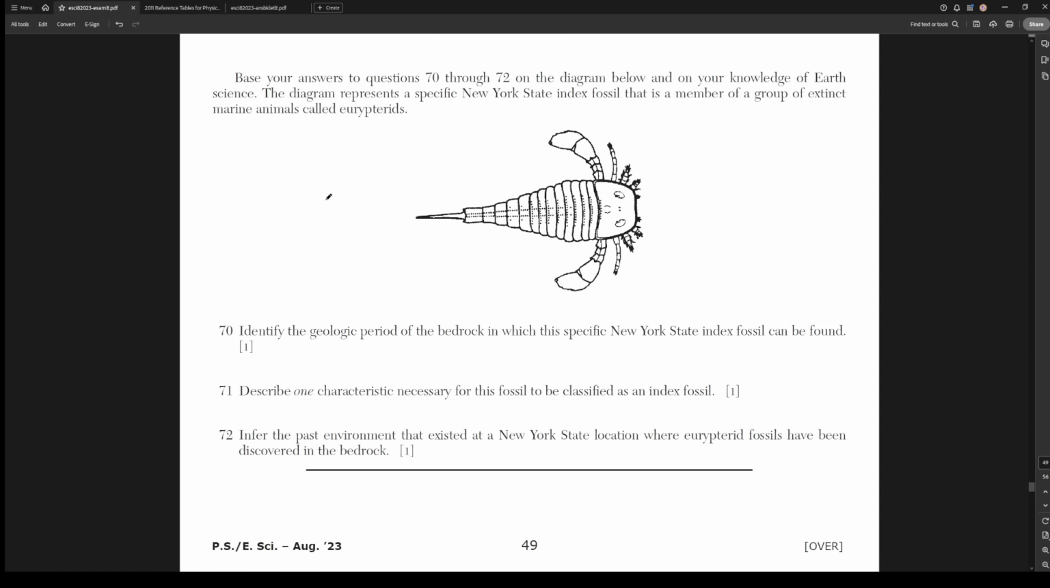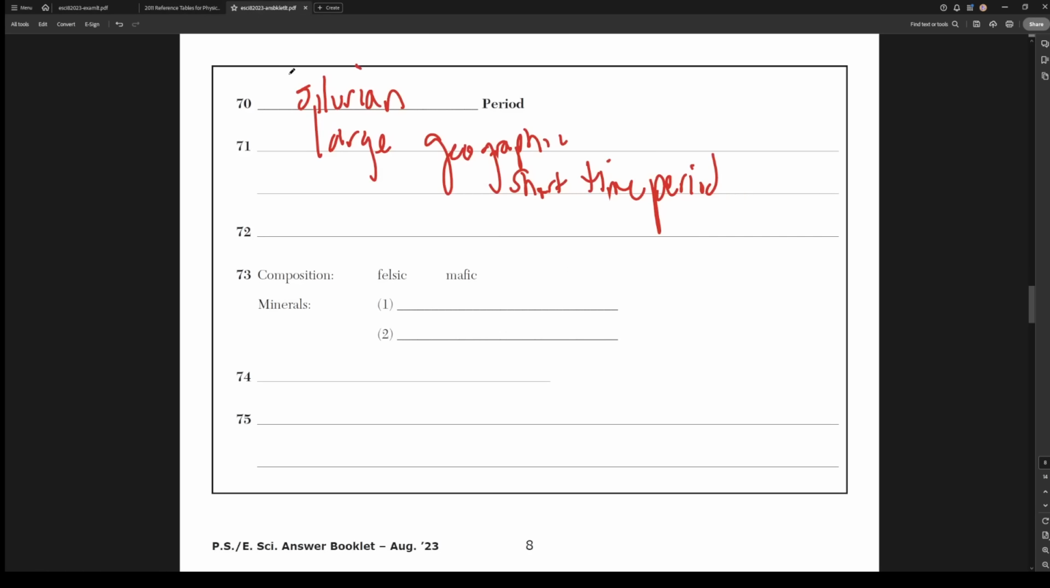72. Infer the past environment that existed at a New York State location where Eurypterid fossils have been discovered in the bedrock. So, Eurypterid, it says it's a group of extinct marine animals. So this has to be some type of water environment. So I would say you could probably just say marine environment, obviously. That came out of the reading on the top. But I could see how you might get stumped on that. I wouldn't say that's a hard question, though. So I say still 2 hard questions on this.